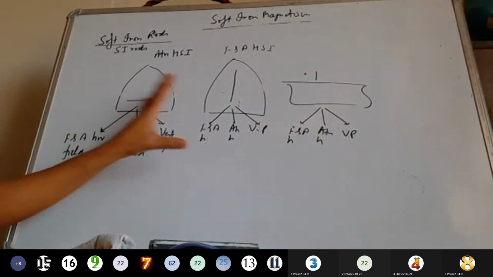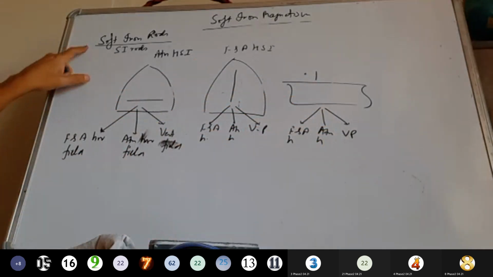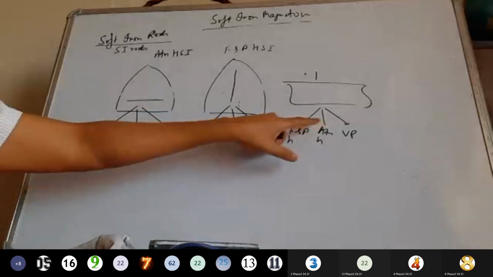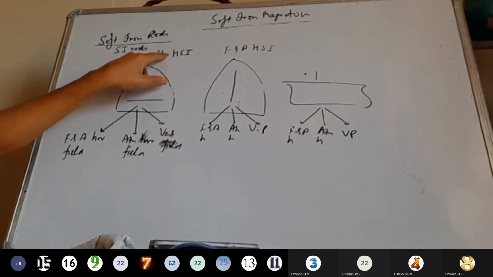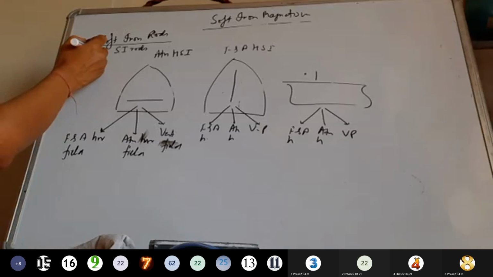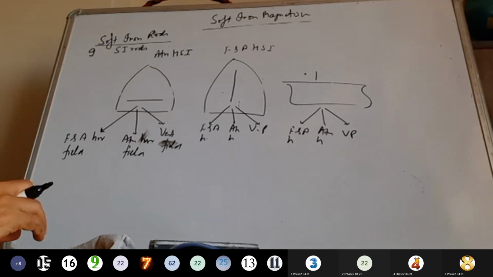So basically, we have got 9 components. That is why, in order to show these 9 components, we have rods. And how many rods are there? Obviously, 9 soft iron rods. So study of soft iron magnetism is done with the help of these 9 soft iron rods.